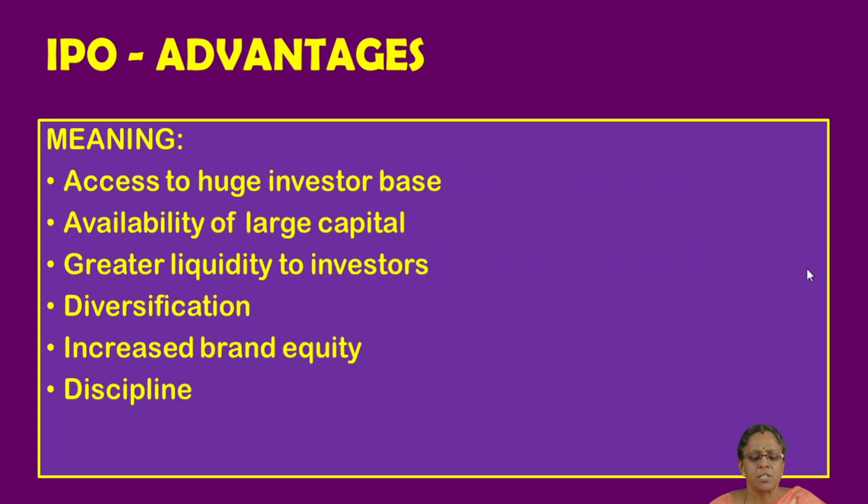What are its advantages? Basically, this IPO will give access to a very huge investor base to the company. So the company will find it relatively easy to raise a huge amount of capital from a huge investor base, and thus it can have access to larger capital also. Even if it is 20,000 crores, 30,000 crores, the company can raise capital.